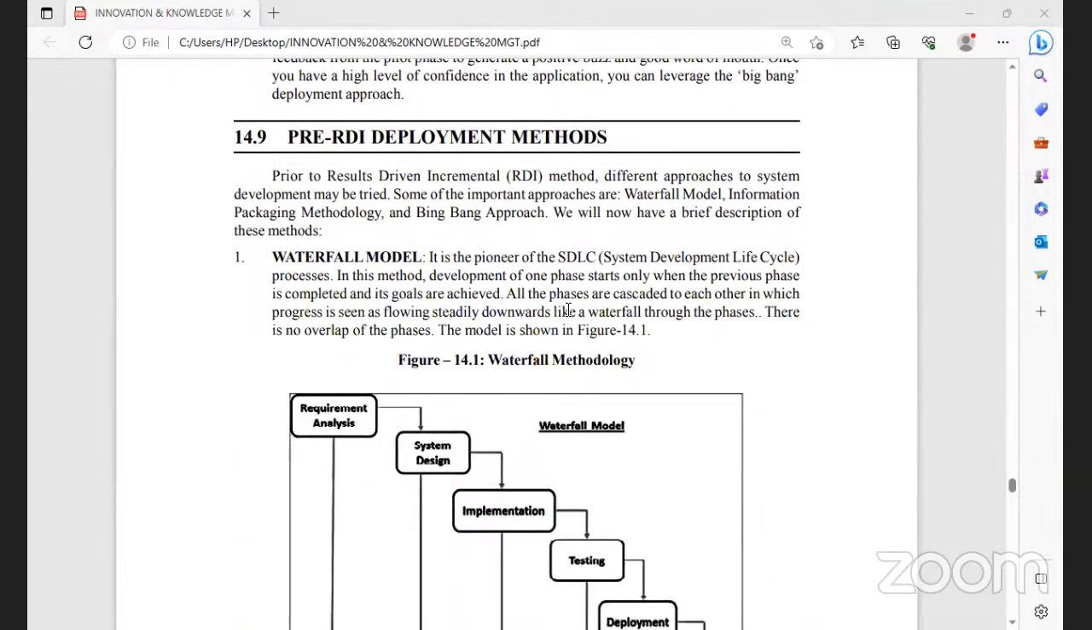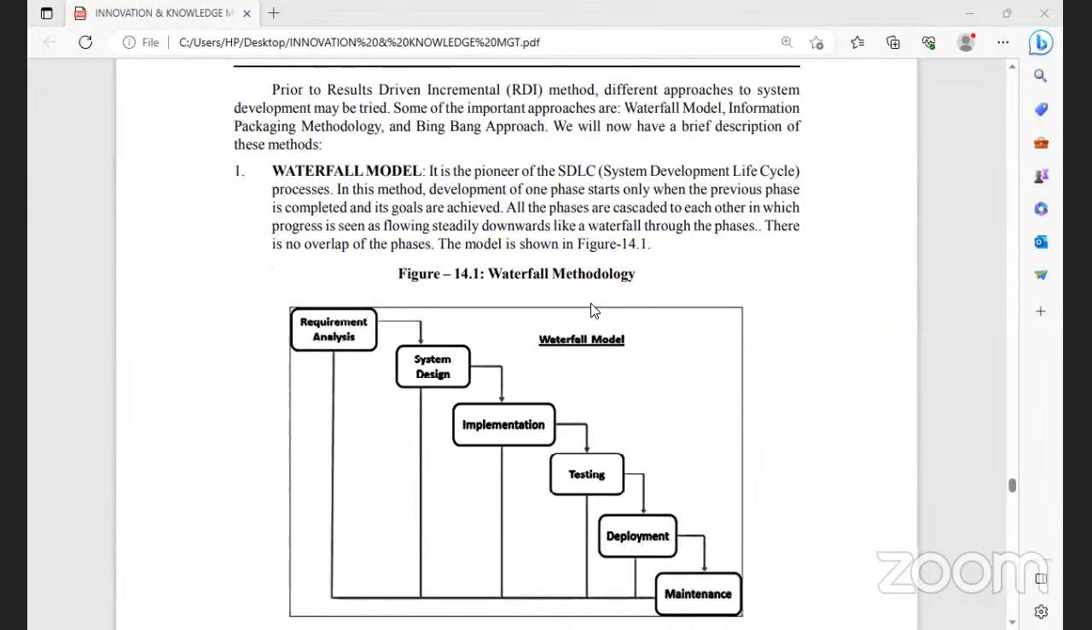Pre-RDA deployment methods. Prior to the results-driven incremental method, different approaches to system deployment and development may be tried. Some of the important approaches are the waterfall model, the information packaging methodology, the Big Bang approach, etc. Waterfall model: it is a pioneer model of the software IT industry, the SDLC, System Development Lifecycle process. In this method, development of one phase starts only when the previous phase is completed.